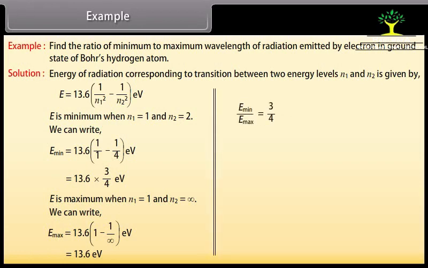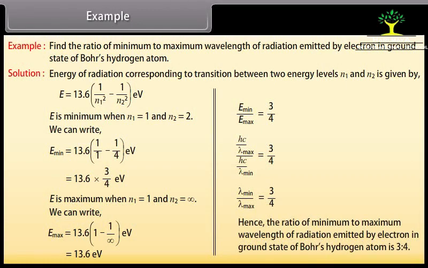Now taking ratio of E minimum and E maximum, we get E minimum upon E maximum as 3 upon 4, or lambda minimum upon lambda max equals 3 upon 4. Hence, the ratio of minimum to maximum wavelength of radiation emitted by electron in ground state of Bohr's hydrogen atom is 3:4.